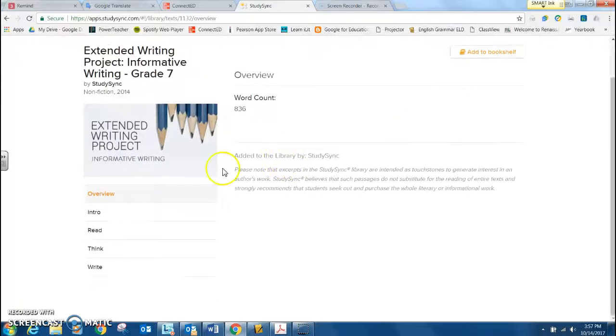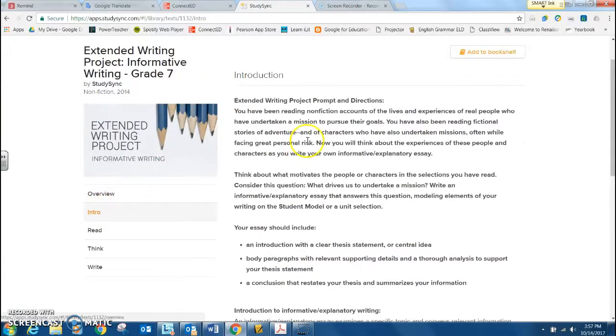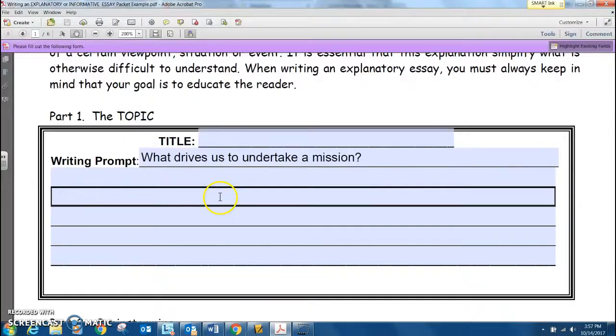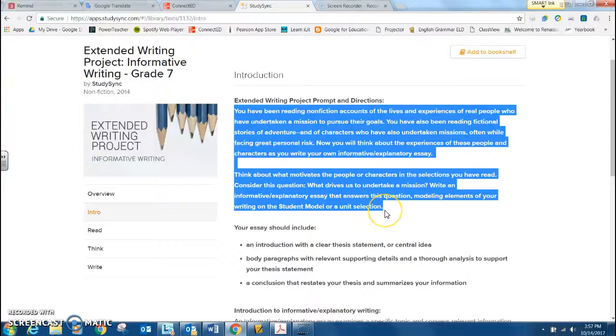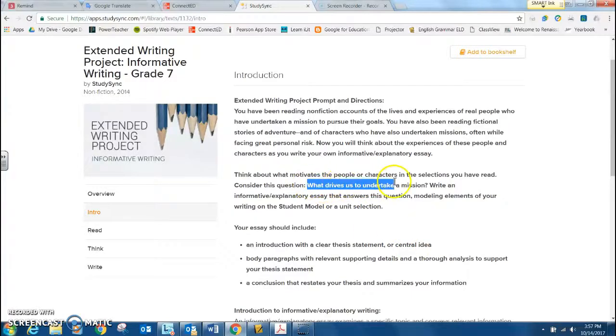And then in here, there's nothing useful here. I don't even know why that's there. But you can go to Intro, and Intro has the whole writing prompt. We wrote on our papers the actual question part that they were being asked, but the whole writing prompt is all of this right here, and that's why we didn't write it all down. So here is the part that shows the actual question, what drives us to undertake a mission.